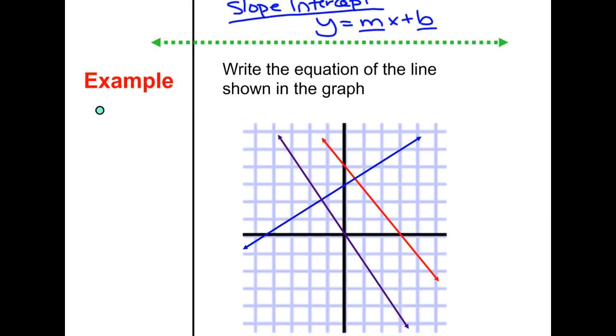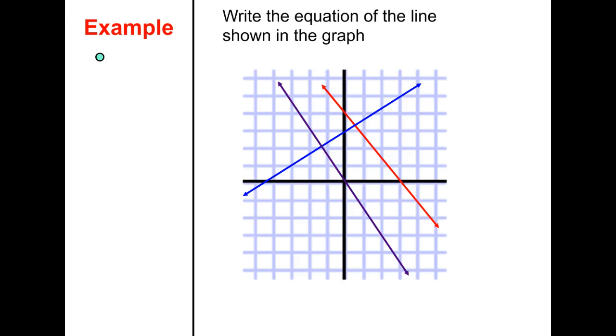So let's go to some graphs and see if we can find some points. First, I'm going to do the red problem. What we want to look at first is, do we have a good y-intercept? Well, yeah, we do. It's pretty much crossing right there. That's our y-intercept. Then we're going to find another point on there that looks like a good point. It looks like that's probably the best point down there.